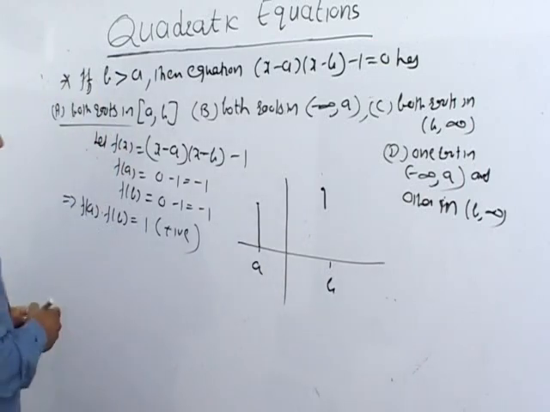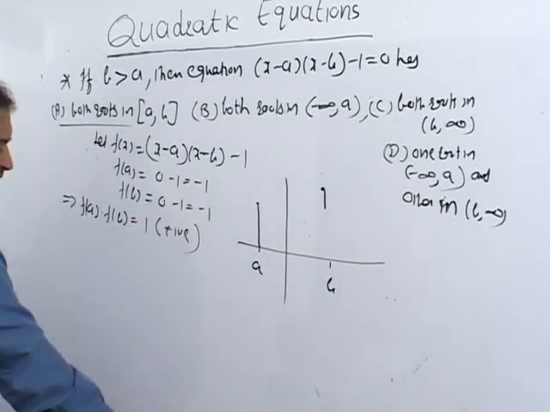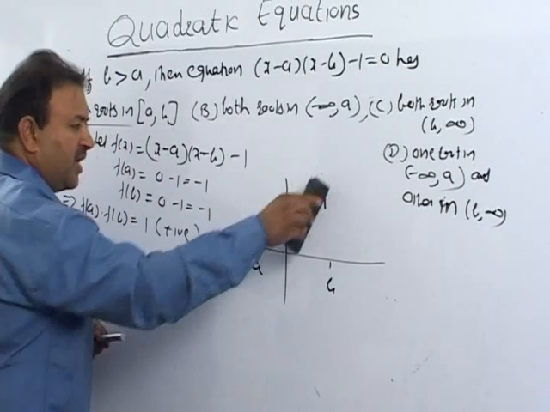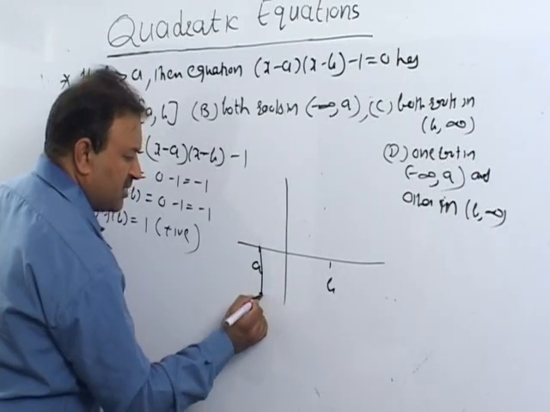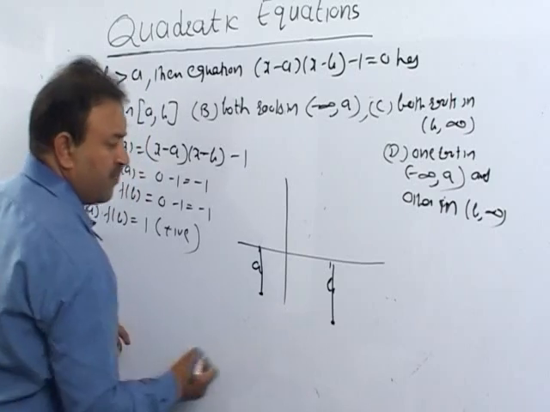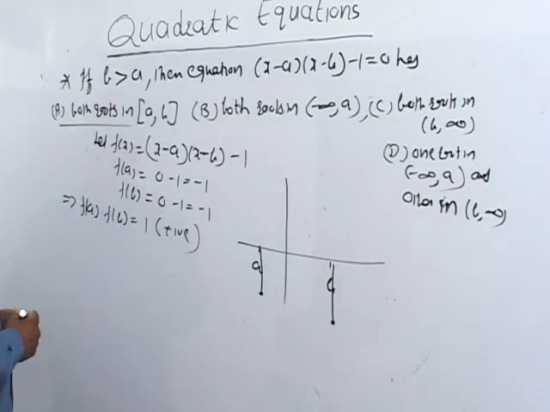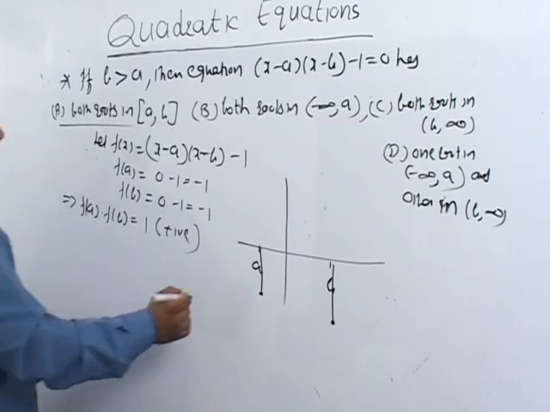Sorry, I am making a little mistake. FA is negative, so I just take it. FA is minus 1, FB is minus 1. Now FA FB is positive, then the graph will be like this way. See, FA negative, FB negative.